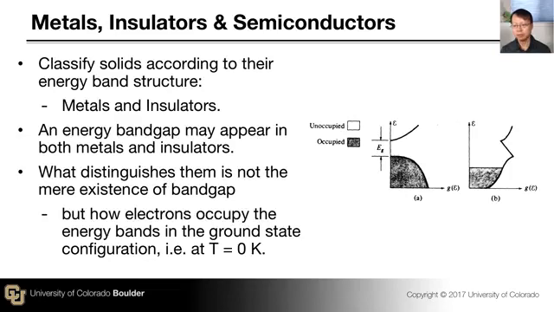So, the presence of a band gap is important. However, the mere presence of a band gap doesn't necessarily mean you have either a metal or an insulator. The electronic configuration, or occupation of electrons in these bands at its lowest energy configuration, is what determines whether a certain solid is a metal or an insulator.